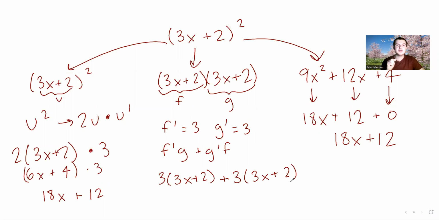And wonderful news for us. This actually simplifies into 18x plus 12 because we can distribute this 3 twice to get 9x plus 6 plus 9x plus 6. My friend, we have common terms. 9x plus 9x is 18x. And 6 plus 6 is 12.